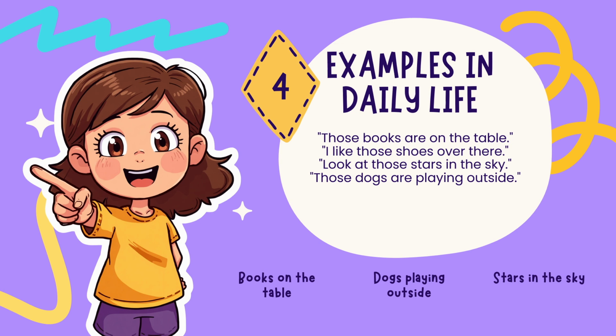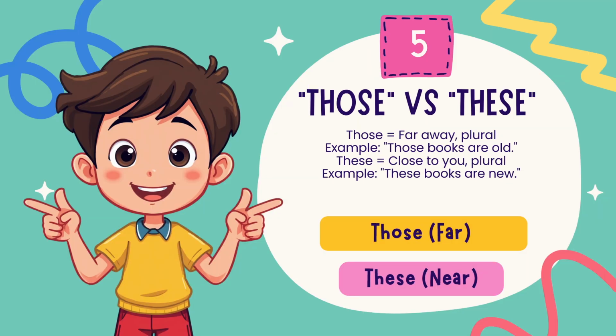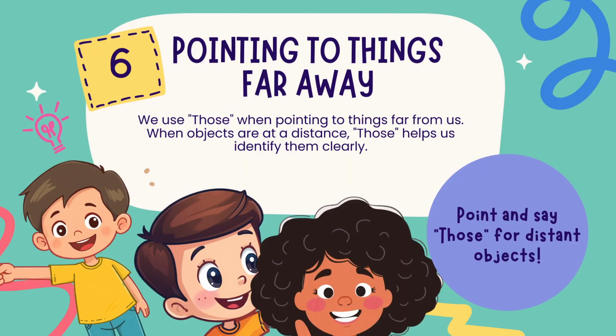Easy to understand, right? What's the difference between those and these? Those is for things far away. These is for things close to you. Both are plural. Those books are old means far away. These books are new means nearby. When we point to things far from us, we say those. Imagine pointing at birds in the sky or cars down the street. That's when those is perfect. Distance is the key here.